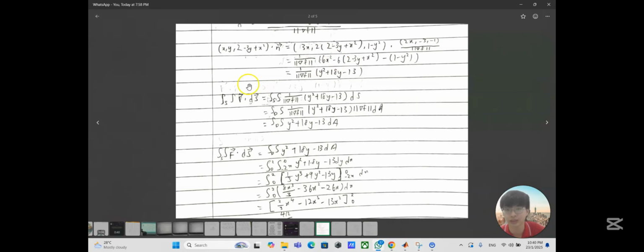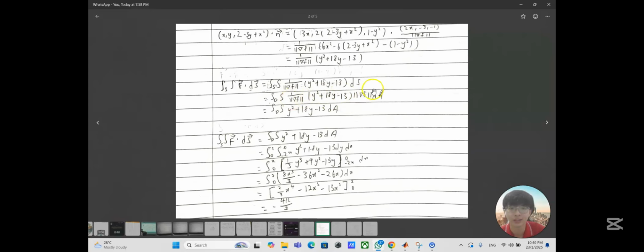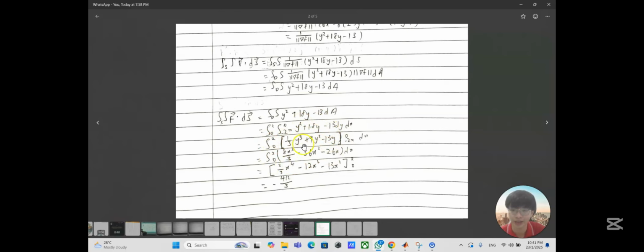Okay, so after that we do the surface integral. So I change the surface integral to the normal double integral by multiplying by the unit normal vector. Okay, so these two can be cancelled, and this is the equation that I get. For this equation we know that the limits are negative 2x to 0 and 0 to 2. And this is the equation. Then we do all the calculation and integration, and we get that the answer is negative 412 over 3.